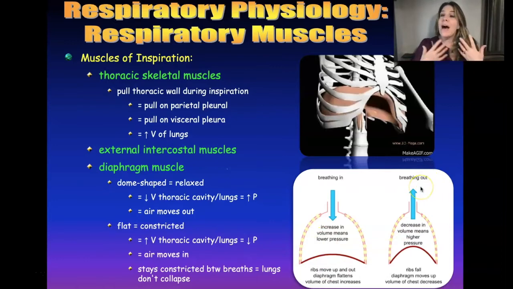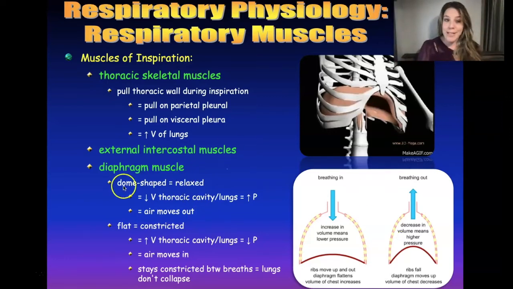Versus when we breathe out and exhale, the diaphragm is actually relaxing, but it relaxes into a dome shape. That dome shape takes up more space in the thoracic cavity than the flat shape did. So we're decreasing the volume in the thoracic cavity, hence increasing the pressure, and the air wants to move out.